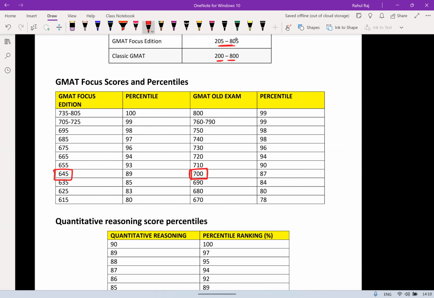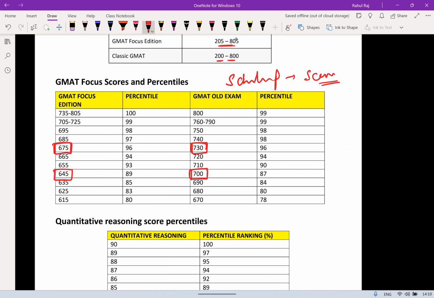You should try your best to get 730 plus, that is 675 plus, because at the end of the day, the scholarship that you get into the colleges is directly proportional to the score you have in the exam. That's as simple as it is. Your scholarship is directly proportional to your GMAT score.